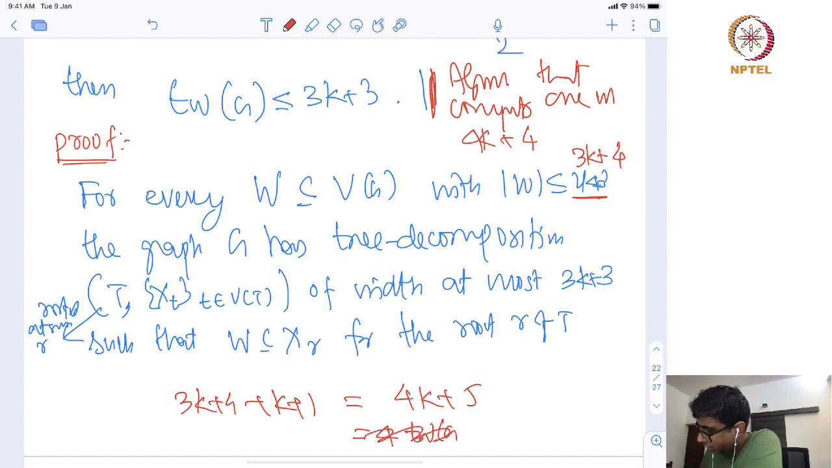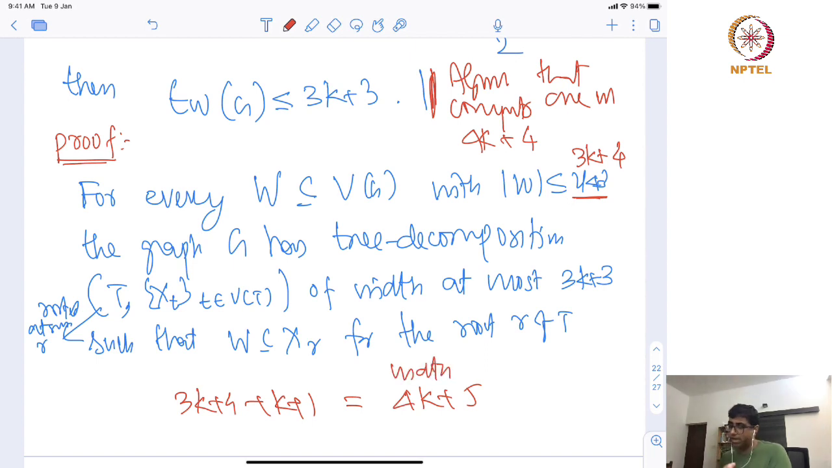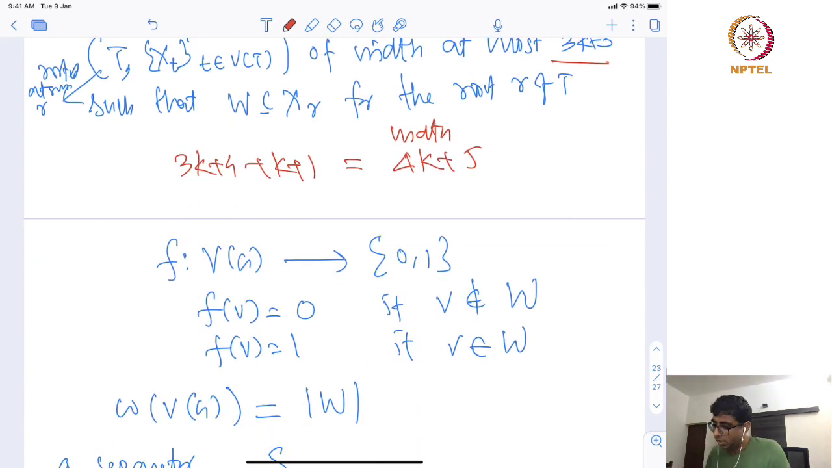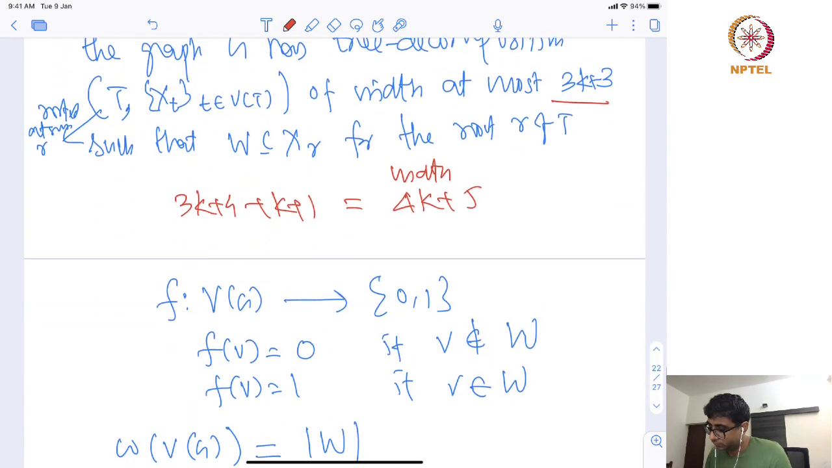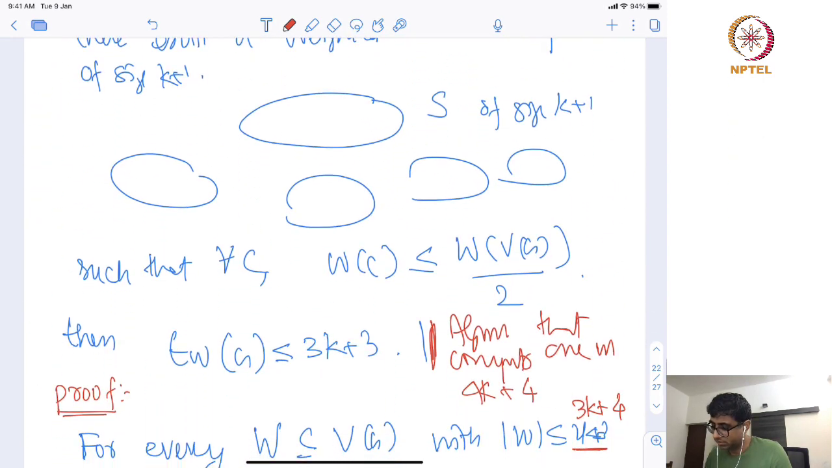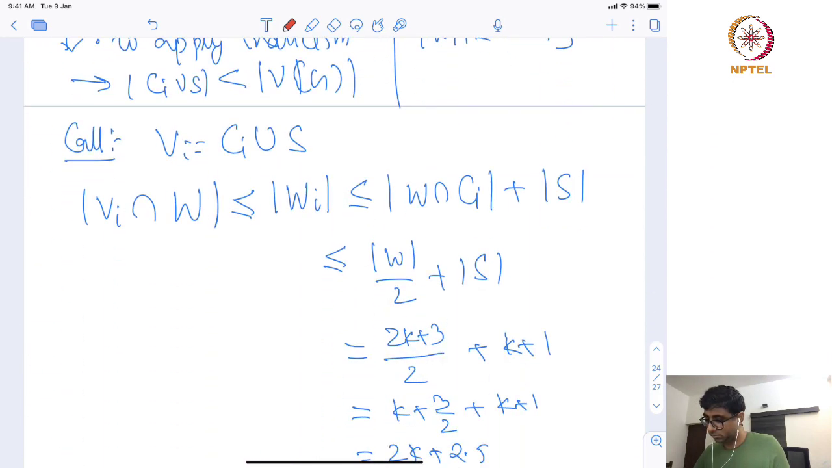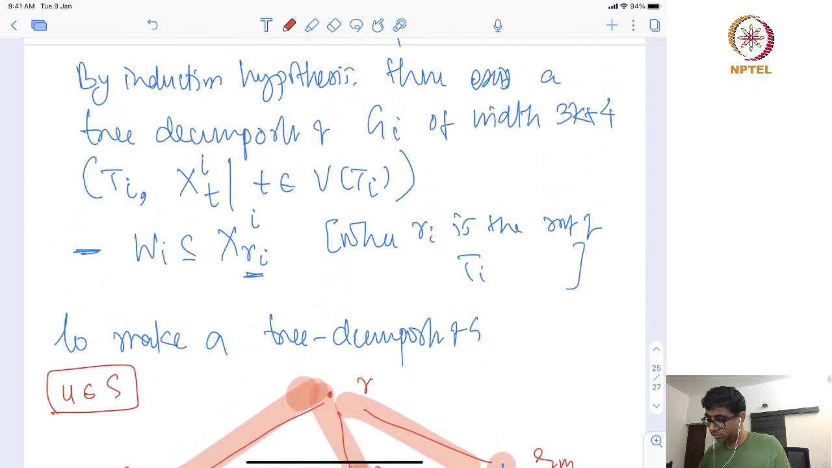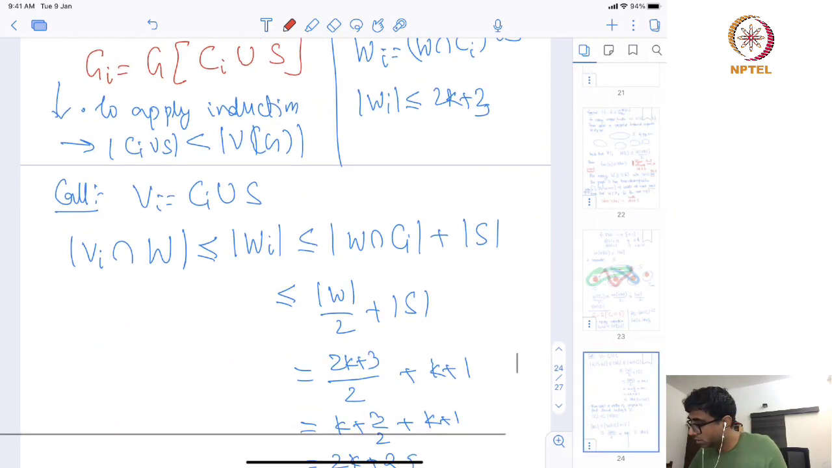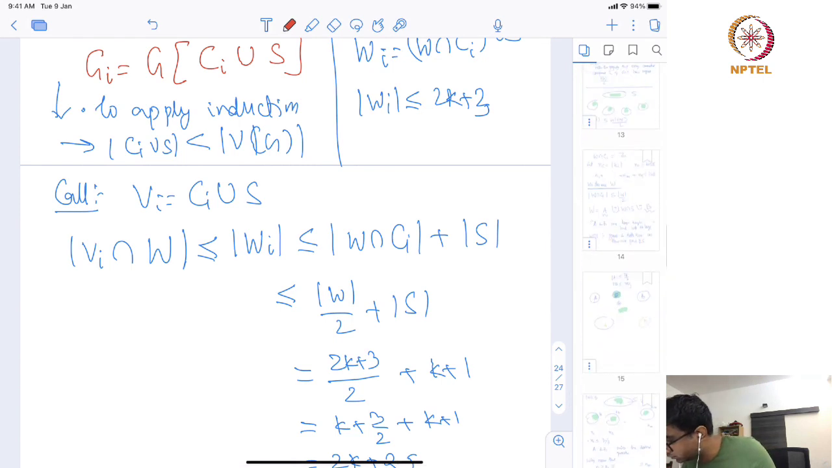So we'll give a tree decomposition with 4k plus 5 width. And again the property of width, but now the width has increased to 4k plus 5, so the W is XR for everything. So now how will we do? I think there is something missing here. Sorry, I think there is some page missing here.